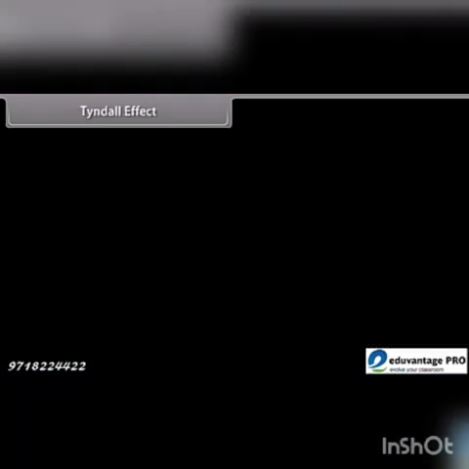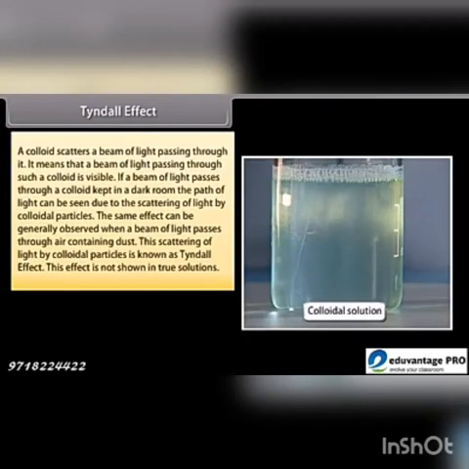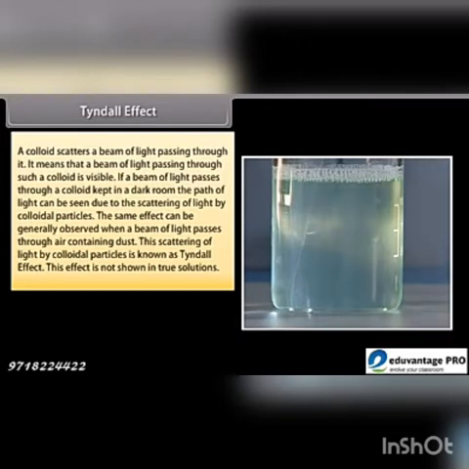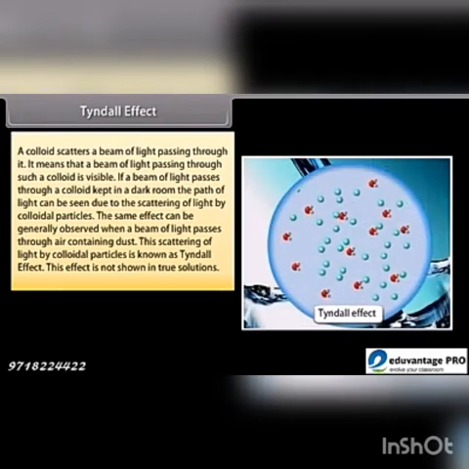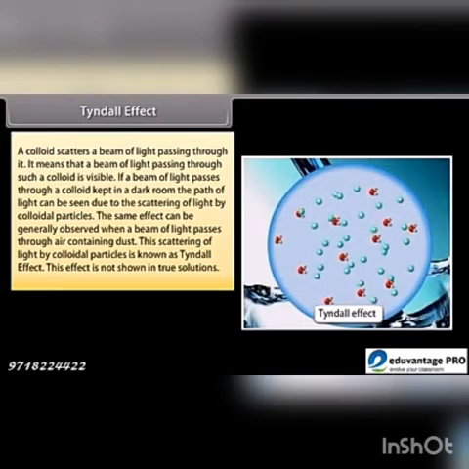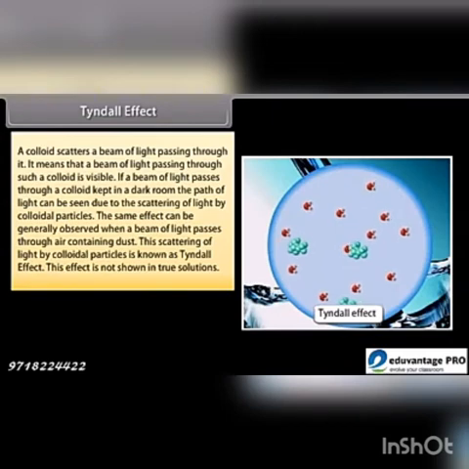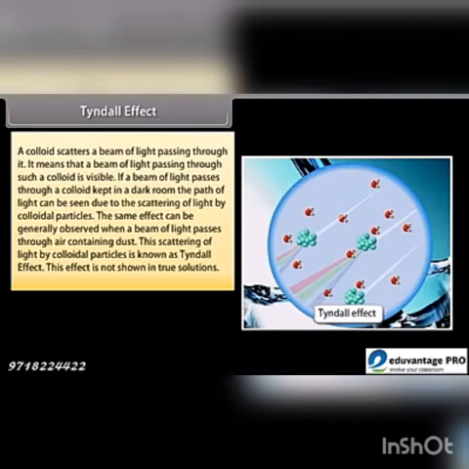Tyndall effect. A colloid scatters a beam of light passing through it. It means that a beam of light passing through such a colloid is visible. If a beam of light passes through a colloid kept in a dark room, the path of light can be seen due to the scattering of light by colloidal particles. The same effect can be generally observed when a beam of light passes through air containing dust. This scattering of light by colloidal particles is known as Tyndall effect.